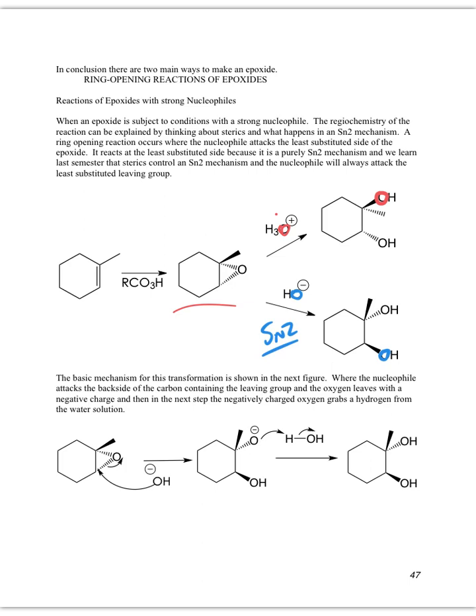Okay, so the mechanism for that SN2, the hydroxide comes in, we break open the 3-membered ring, we have this intermediate with the oxygen with a negative charge, and we just have to go grab a hydrogen off of the water, and we have our product, the anti-diol.